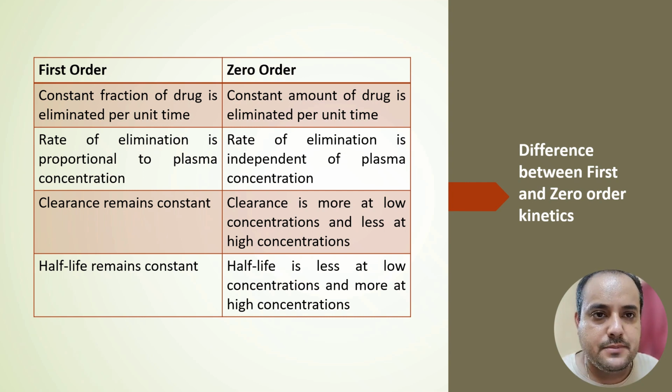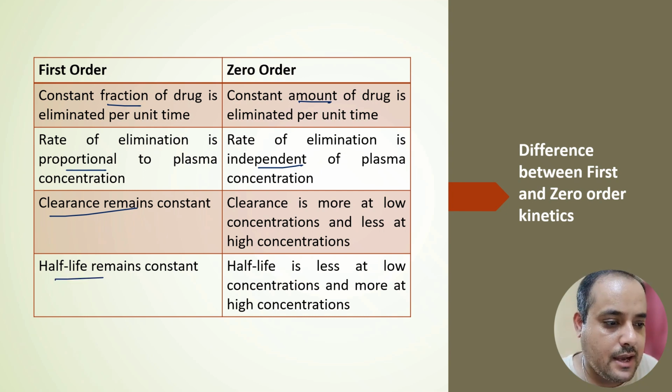So now to sum up the difference between whatever we have studied now for zero order and first order kinetics. In first order kinetics, a constant fraction of the drug is getting eliminated per unit time. In zero order kinetics, a constant amount. The rate of elimination is proportional, we have seen also, to the plasma concentration. In this case, the rate of elimination is independent for zero order kinetics. In first order, the clearance as well as the half-life remains constant. Whereas the clearance is inversely proportional to the plasma concentration for zero order, and the half-life is directly proportional to the plasma concentration in case of a zero order reaction.